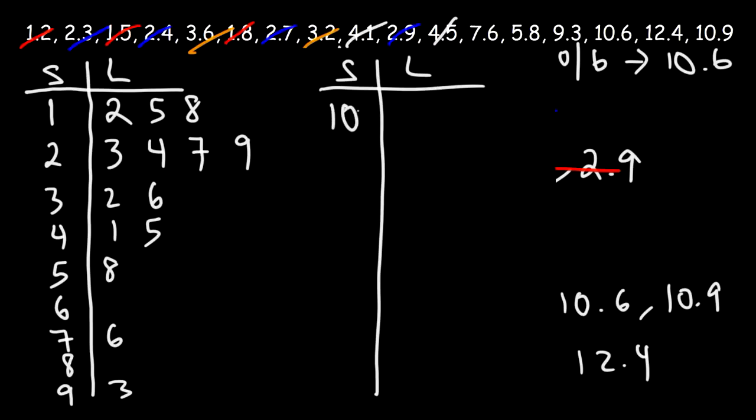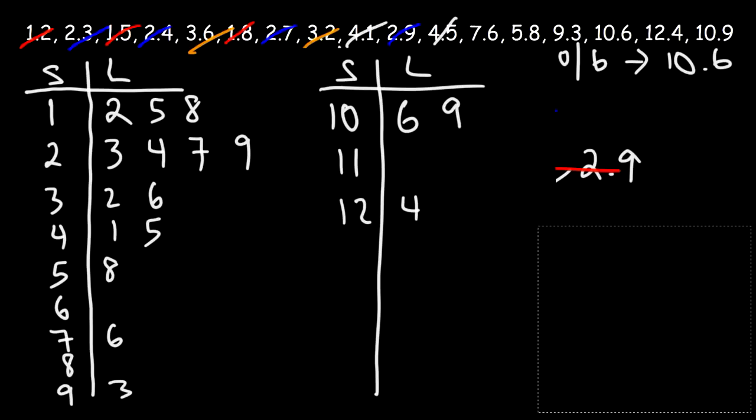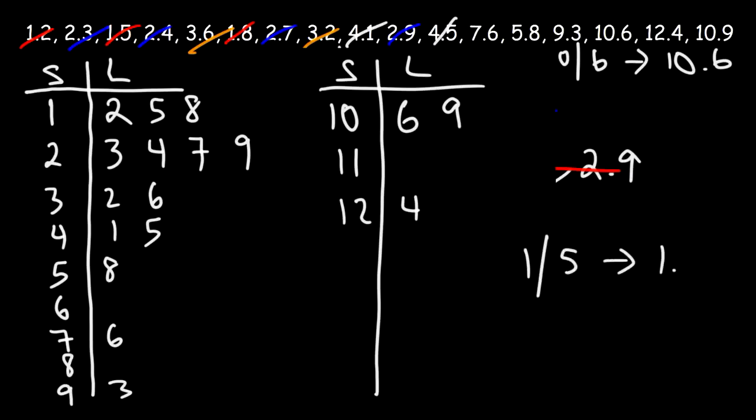So for 10.6, we're going to write 10.6, and then for 10.9, just 10.9. Now we don't have anything in between 11 and 12, but the last number is 12.4, so we're going to write 12.4. And that's how you can make a stem and leaf plot using decimal numbers. So it's always good to write a key, for instance. So we could say that 1.5 corresponds to 1.5, and 12.4 corresponds to 12.4, because each stem and leaf plot can vary.